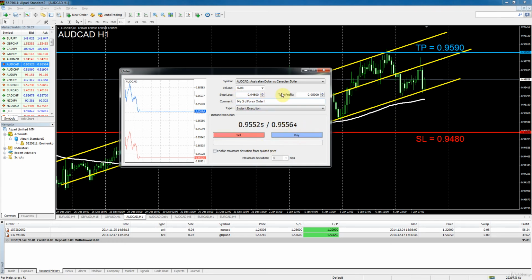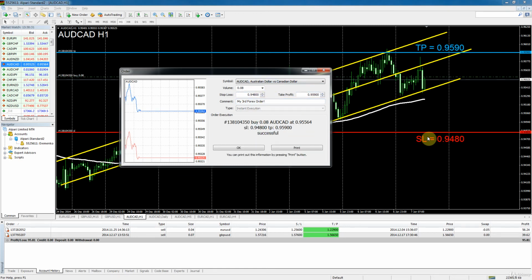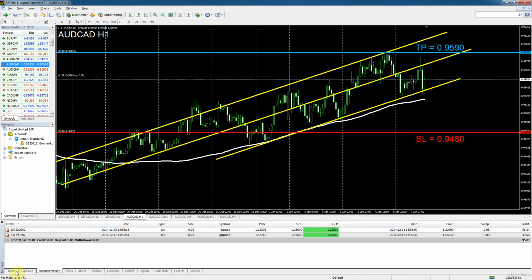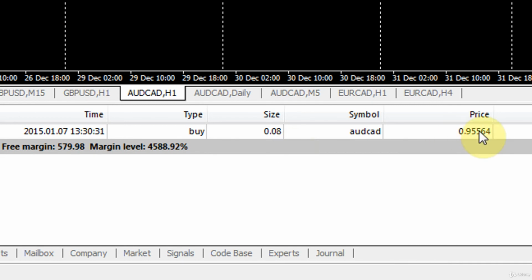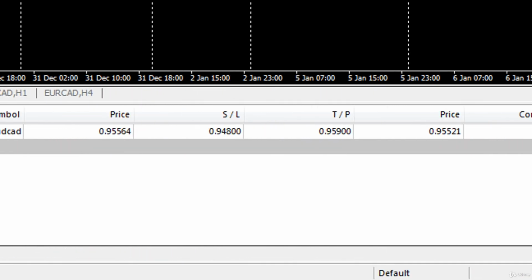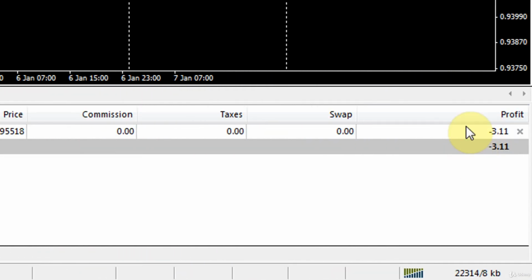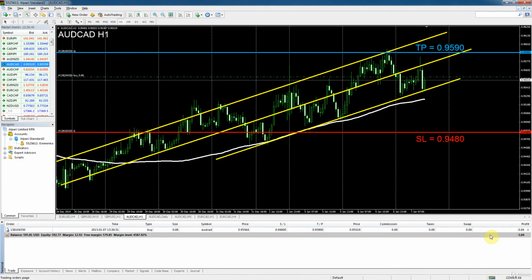Everything's ready. Just double check very quickly. Currency pair is correct. Click buy, and voila, the order is ready. 0.08 lots. If we go into the trade tab over here, we can see that the order is up over there, and right now we're in a bit of a minus, and that's because of the spread. So we'll leave it at that and check back in hopefully maybe today.